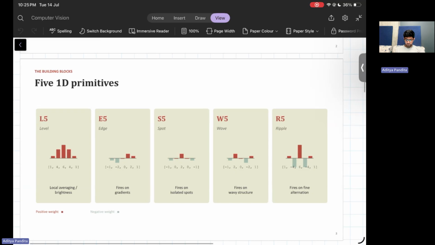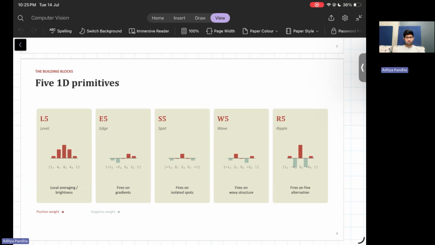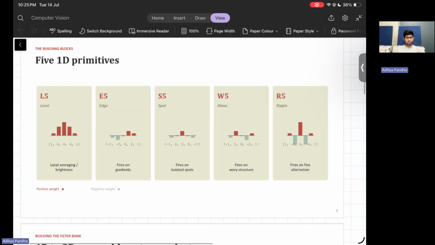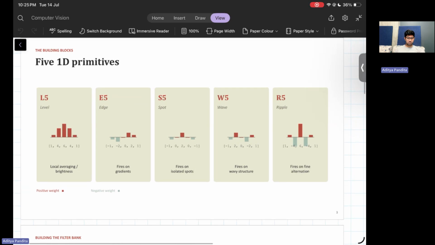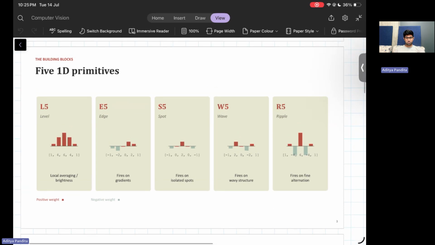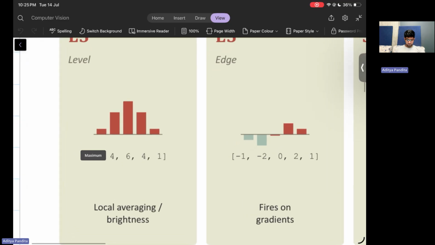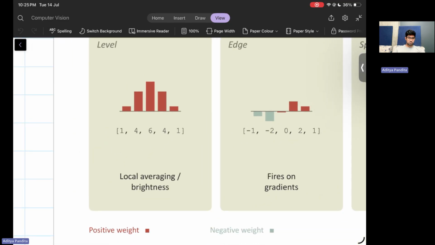For today's talk, we have five primary 1D kernels, which are derived from one idea: start with a smoothing kernel, then apply successive differencing to reveal finer details. In these 1D primitives, we will cover whether those kernels are symmetric or anti-symmetric, and whether the sum of the kernel is zero or non-zero. First in this picture is the L5 kernel, which, as you can see, is 1 4 6 4 1.